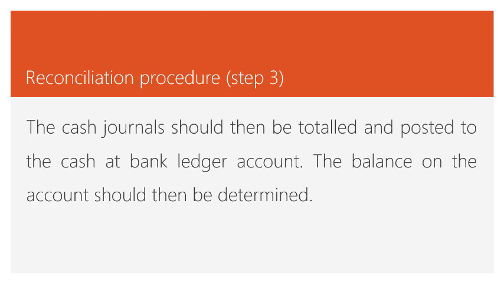Step 3, the cash journal should be totaled and posted in the cash at bank ledger account. The balance on the account should then be determined. So you have to compare the journals and see whether they will be reconciled or equal to the cash ledger, or cash at bank ledger account.